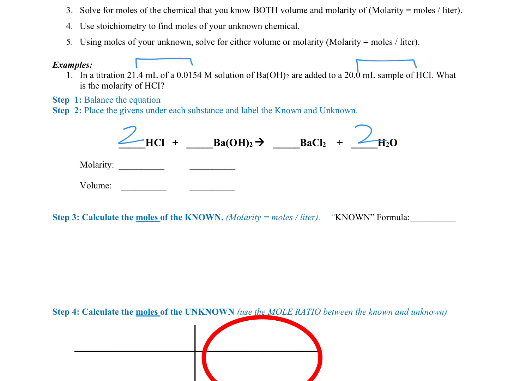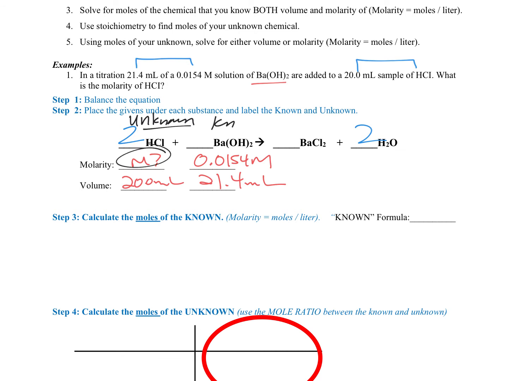Then we recommend placing all of the given information under each substance of the balanced equation. So for barium hydroxide, the molarity is 0.0154 molar. The volume it took to titrate, or to reach neutral, was 21.4 milliliters. The volume of HCl is 20 milliliters, and we're looking for the molarity of HCl. So then, pretty obviously, our unknown is the hydrochloric acid, because we do not know the molarity, and our known is the barium hydroxide.